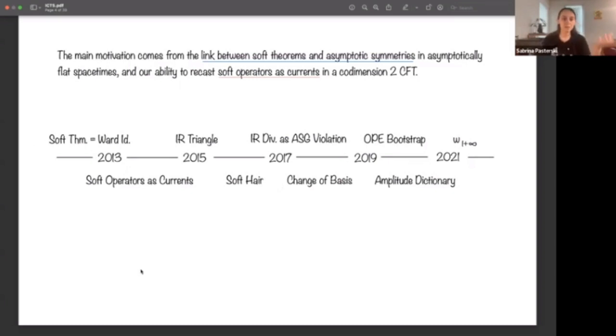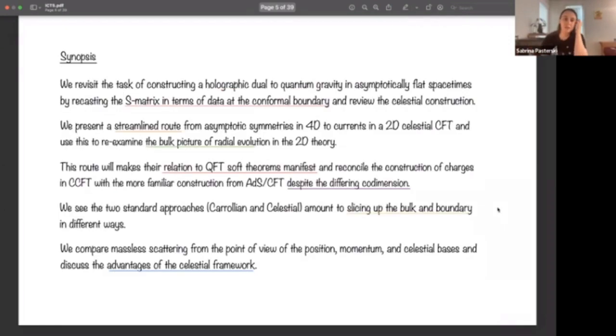Those soft operators looked like they were currents in a CFT, and that motivated a change of basis, which has led to this whole dictionary between the celestial hologram and what we know about amplitudes, and to finding new symmetries from the celestial perspective. So the sets of infinite symmetries bookend this short timeline. And then, instead of going off into interesting questions about IR divergences, most of the recent work has been trying to look at the S matrix in this different basis.